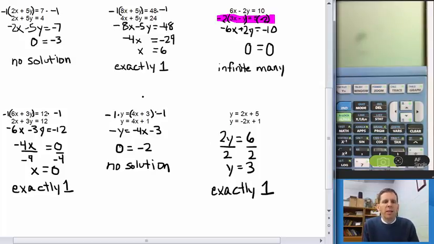So to recap what's happening here, if you get a value for x or for y, that means we have exactly one solution. If you get a true statement like 0 equals 0, but all the variables cancel out, there's an infinite number of solutions. If you get a nonsense statement where two numbers that are different from each other are said to be equal, that can't happen, so we say there's no solution. And that's how you determine how many solutions a system of equations has.